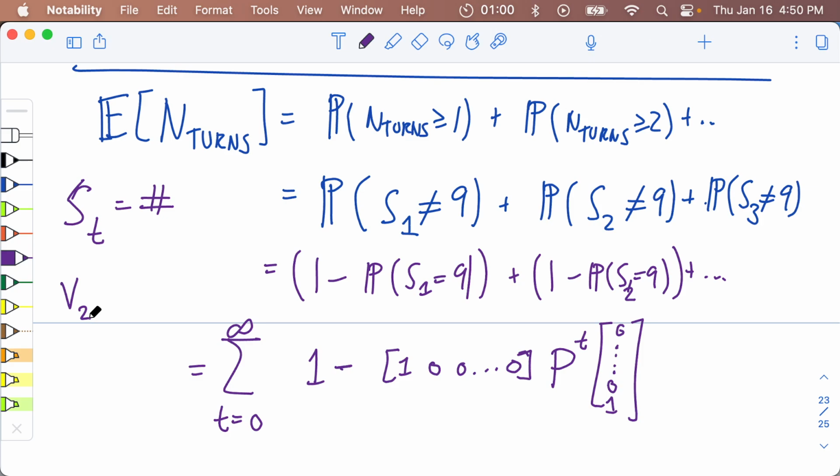Anyone else? It turns out there's a nice way to bring this 1 in. Does anyone see how to bring the 1 on the outside? You can feed it in there.